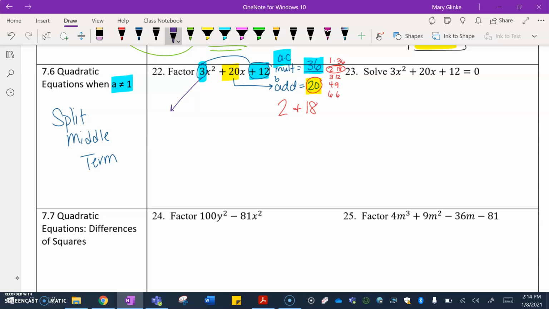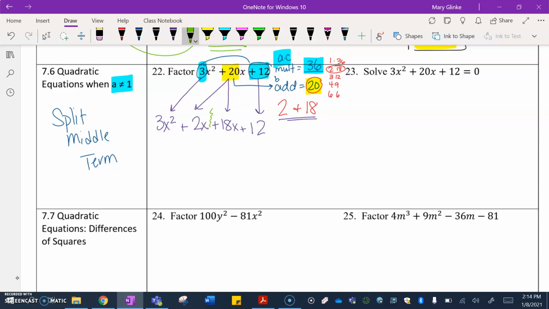Instead, for this one, we have to rewrite our first term as 3x squared. You rewrite your last term, whatever your C value is, and you split up your middle term into the two numbers you just got. So we got a 2 and an 18, and so we're going to put an x with both of those.